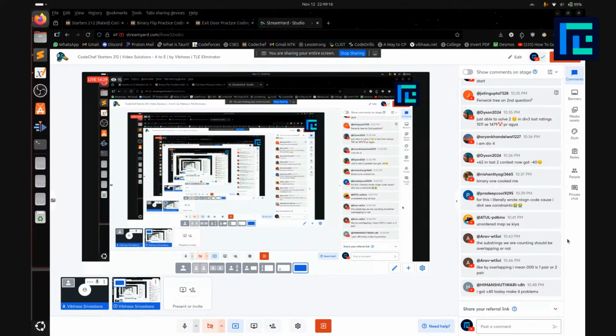Zero zero zero is 2 pairs. Arav, the 0 0 0 is 2 pairs, okay? Because we're counting overlapping pairs. At any position I and I plus 1, which is equal, is a substring, right? So all possible substrings of 0 0 have to be counted. So that will make it 2 pairs. I hope that's okay.